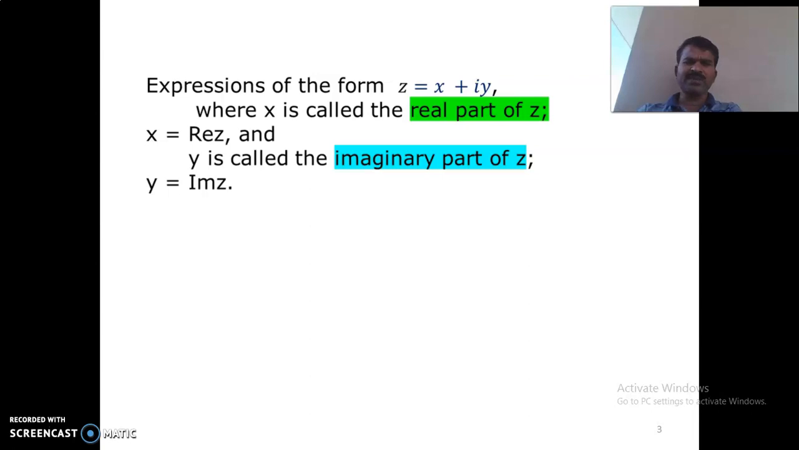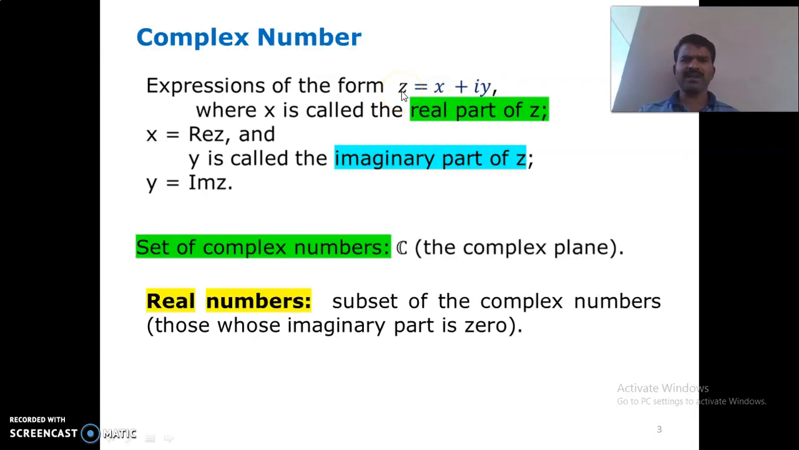The complex variable is expressed in the form z equals x plus iy, where x is the real part of z and y is the imaginary part of that variable z. And the set of complex numbers can always be represented in the complex plane, denoted C.